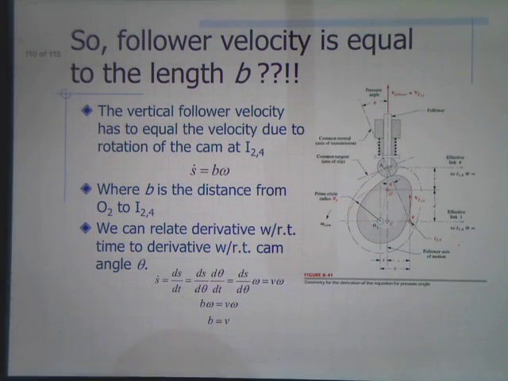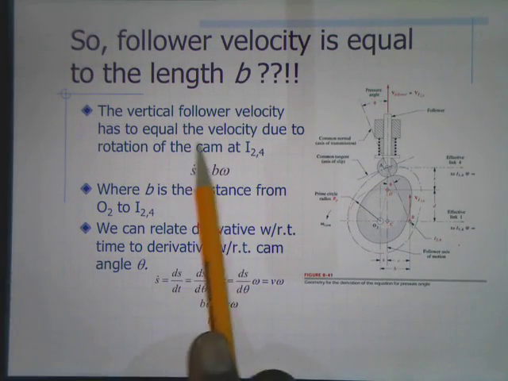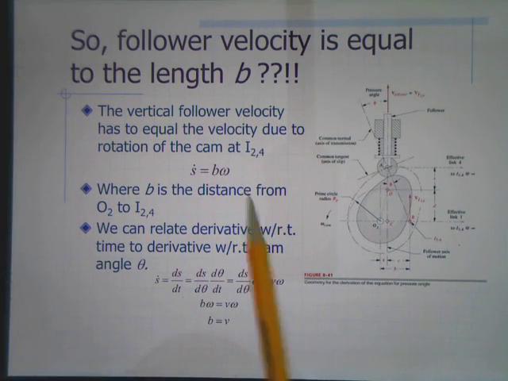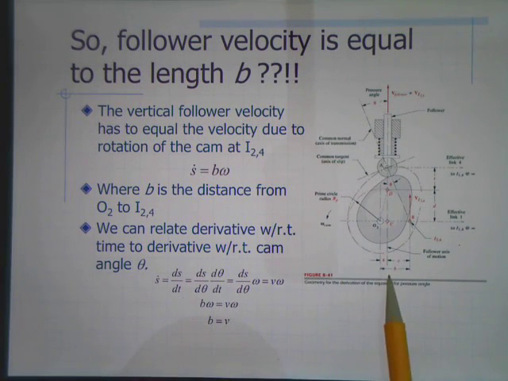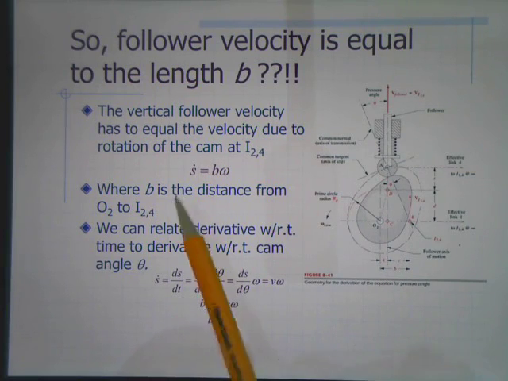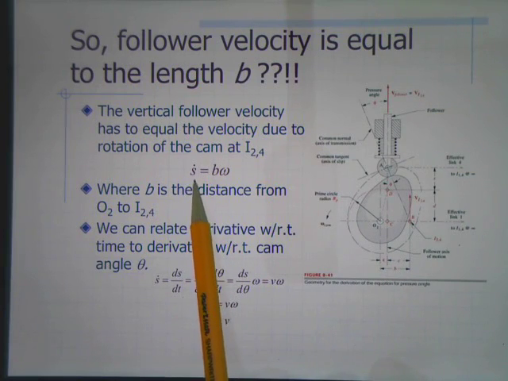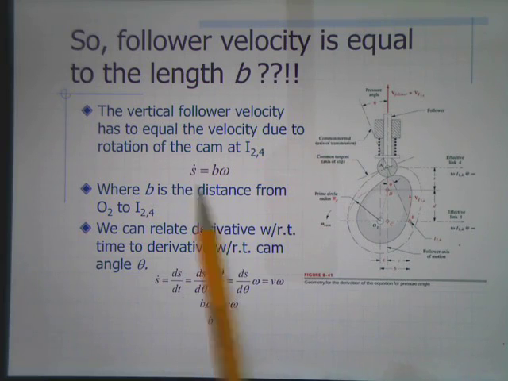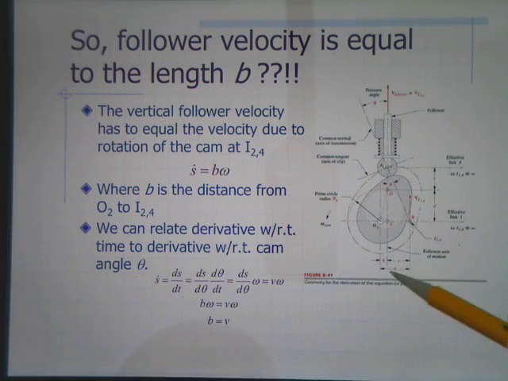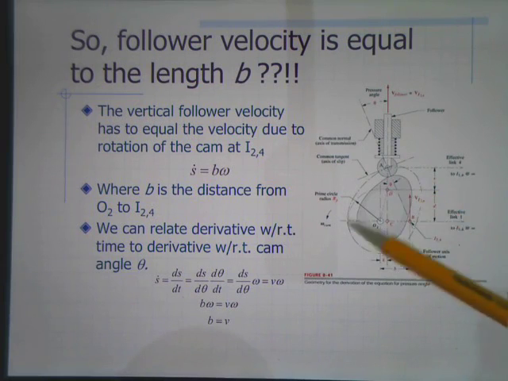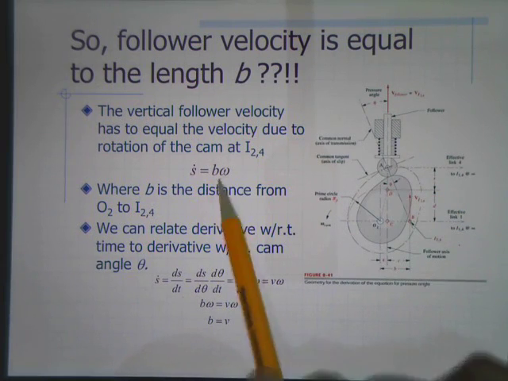The vertical follower velocity has to equal the velocity due to the rotation of the cam at I24. And so again, that's omega times b, or this velocity v, or s dot. You may recall that we call s the position, so s dot would be the velocity of the follower, equal to this distance b times the rotation rate of this cam, which is omega.